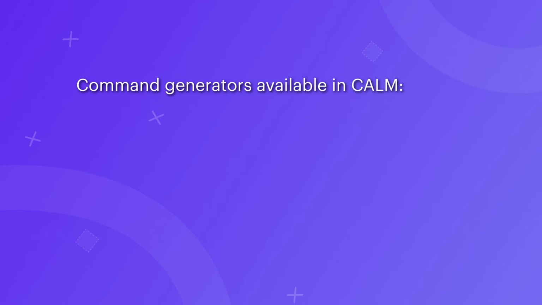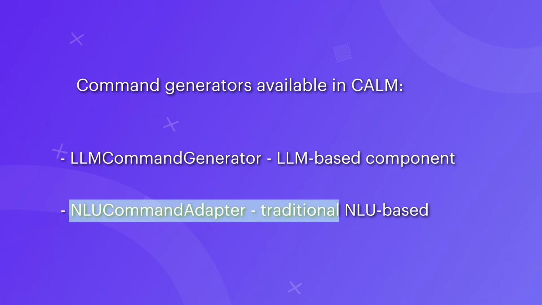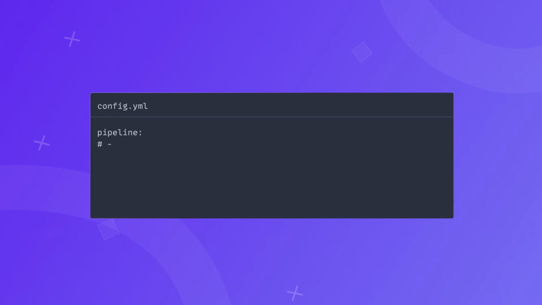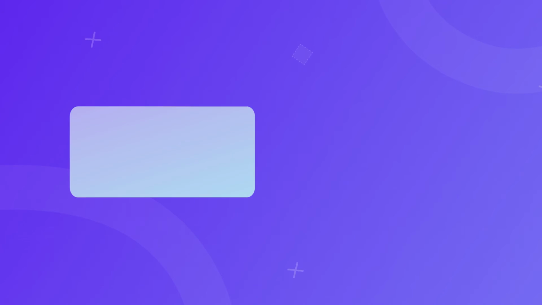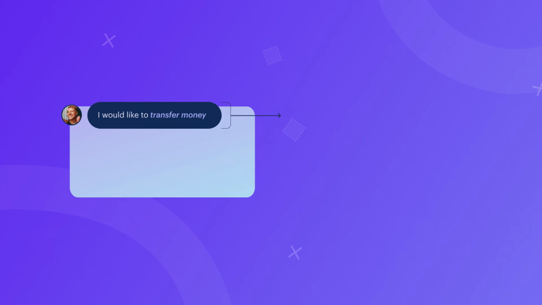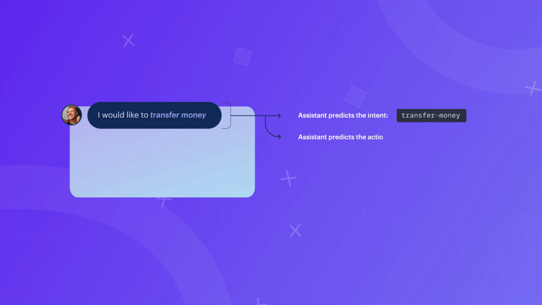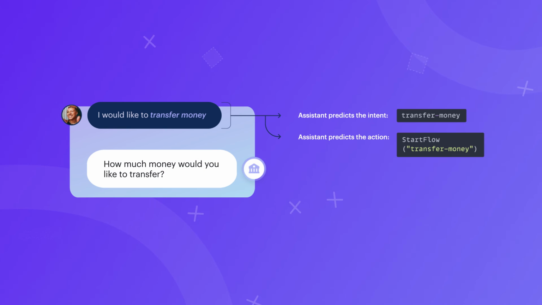If, for some reason, you don't want to use an LLM-based dialogue understanding component in your assistant, you have an alternative. You can use NLU Command Adapter, which is a traditional NLU-based approach to dialogue understanding. It requires a traditional intent classifier to be configured in your assistant's configuration. NLU Command Adapter relies on traditional classification for classifying intents and extracting entities. It then uses the predicted intents and extracted entities to find a flow with a corresponding NLU trigger defined.